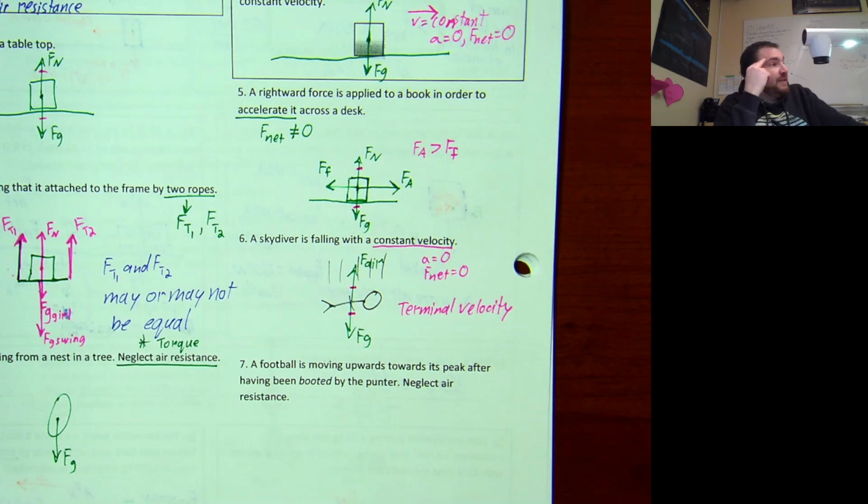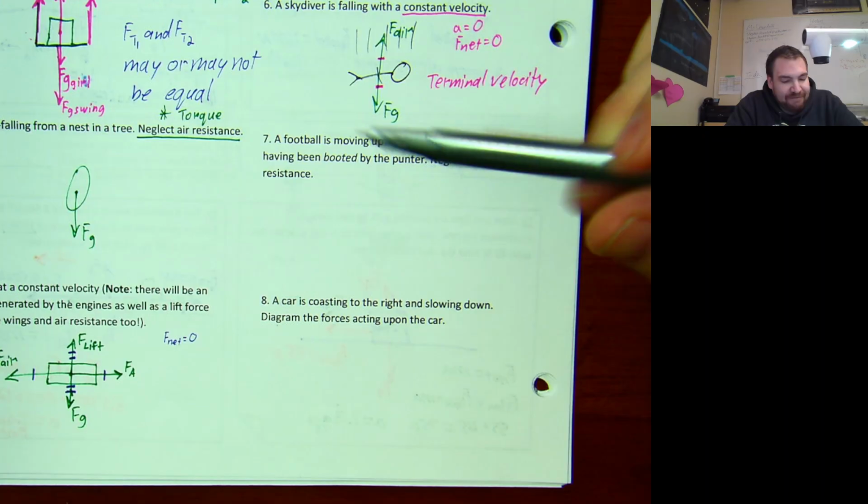A football is moving upwards. It's towards its peak after it's been booted, neglecting air resistance. What's going on with the football? Here's my football. Looks kind of like a potato. The booting has already happened. It's flying through the air.